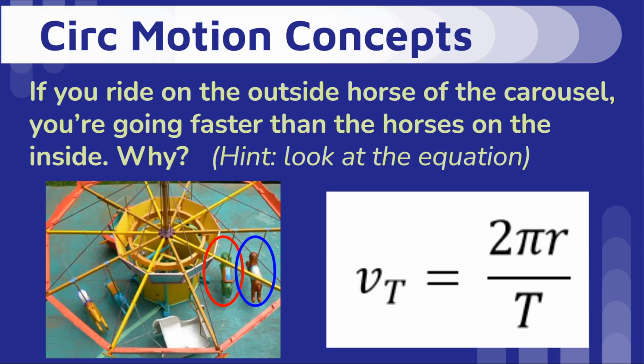Okay, so you're going to go faster if you're at the outside of that carousel because of that right there. Look at the equation. They take the same time, but because that radius is larger for the one farther out, it goes a greater distance. Seems kind of weird because we wouldn't think that they're traveling different speeds, but they are.